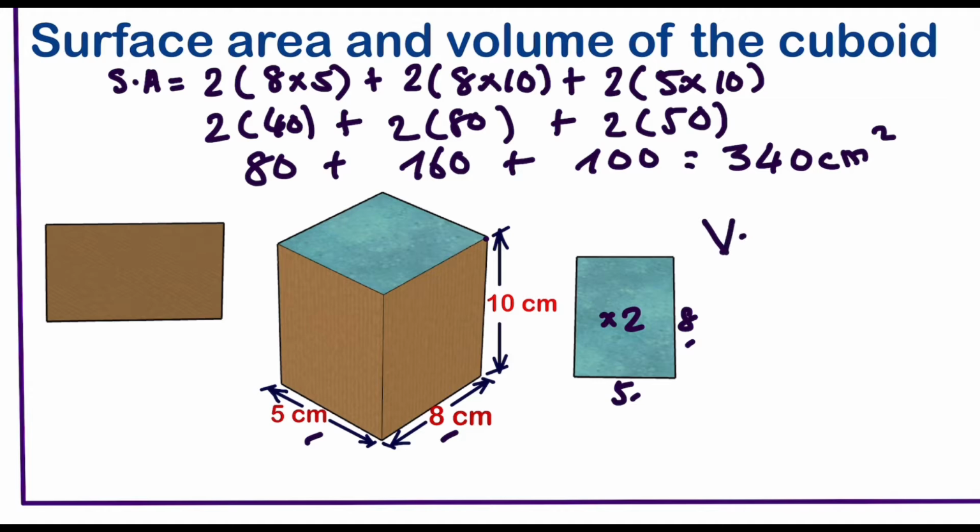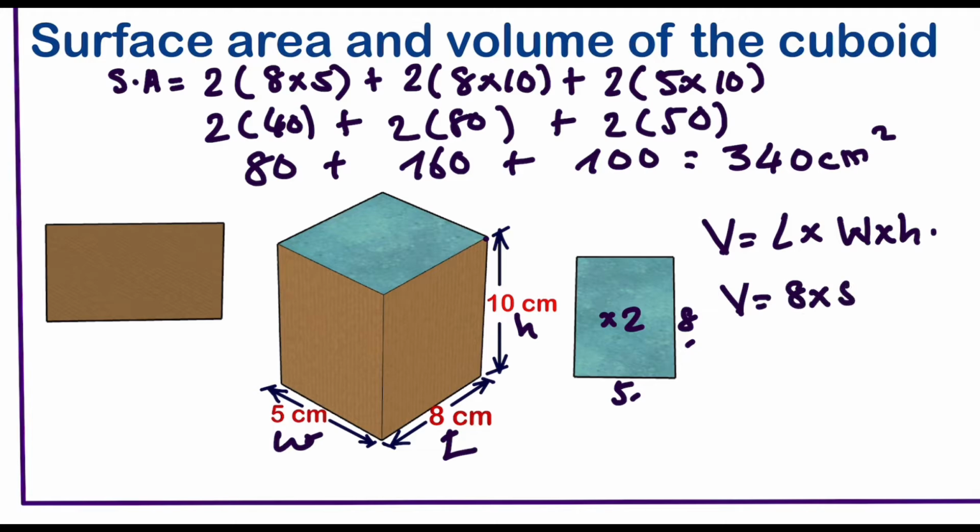For the volume, we can use length times width times height as our formula. If we substitute the values, this is the length, this is the width, and this is the height. So we are going to have the length 8 times 5 times the height, which is 10. If we multiply them together, 40 times 10 is 400. We are going to have 400 centimeter cube.